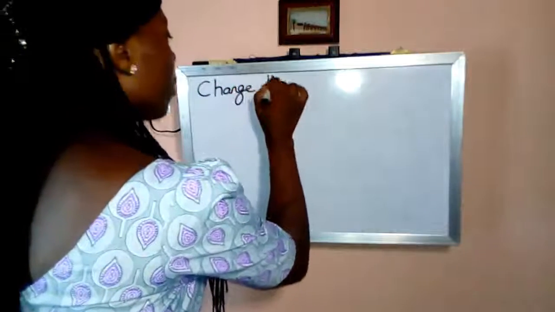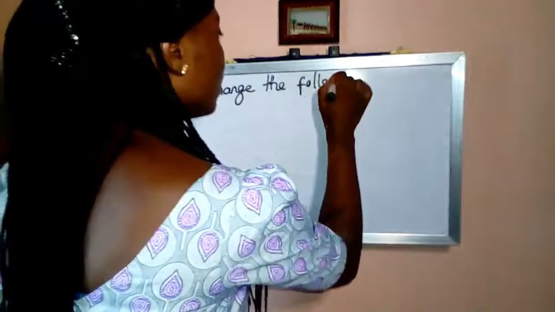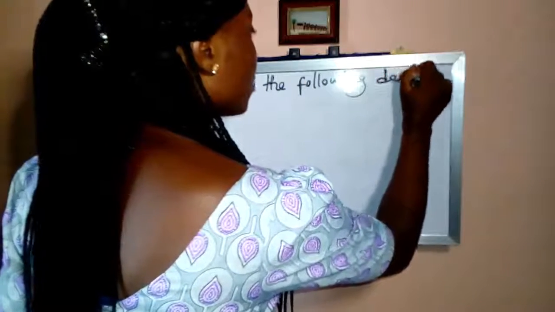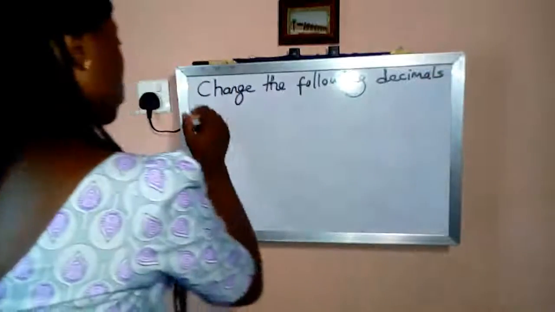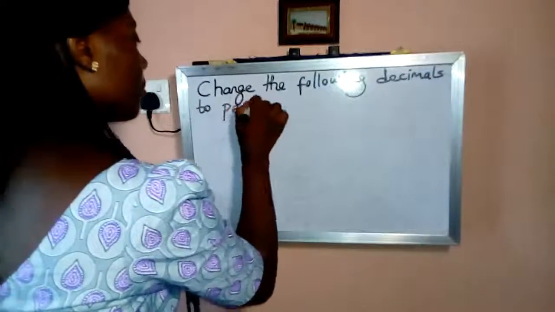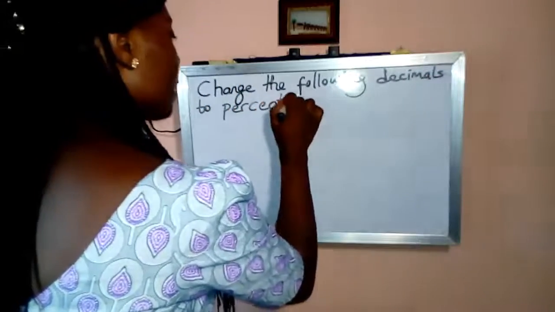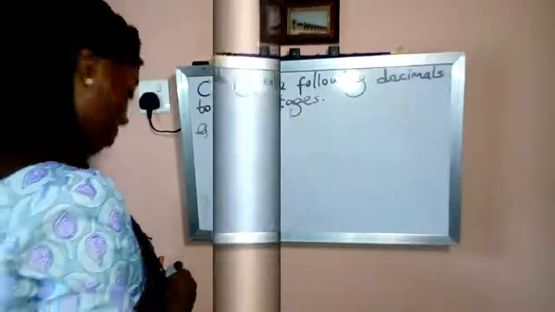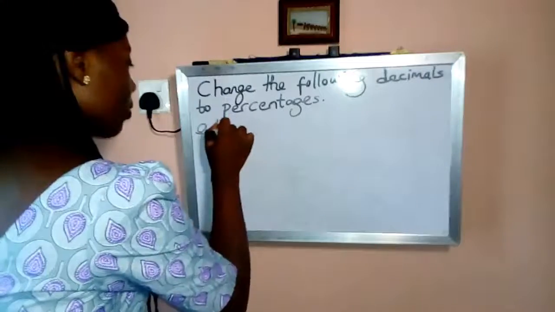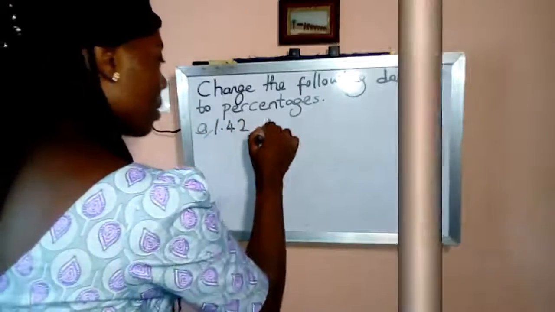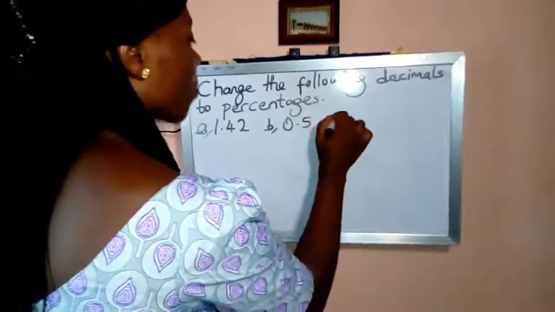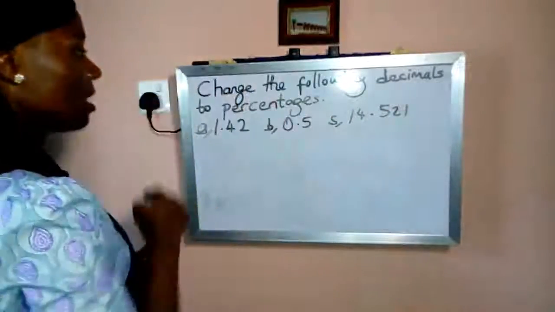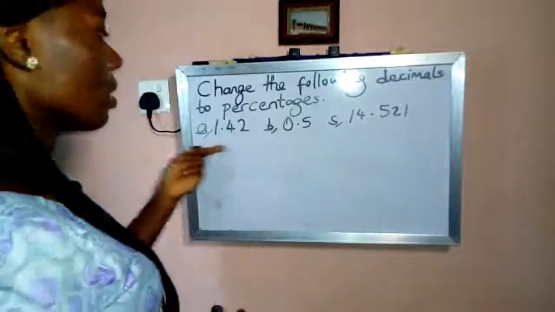Change the following decimals to percentages. Our first question: A, 1.42; B, 0.5; and C, 14.521. Okay, let's convert these numbers. They are all in decimals.